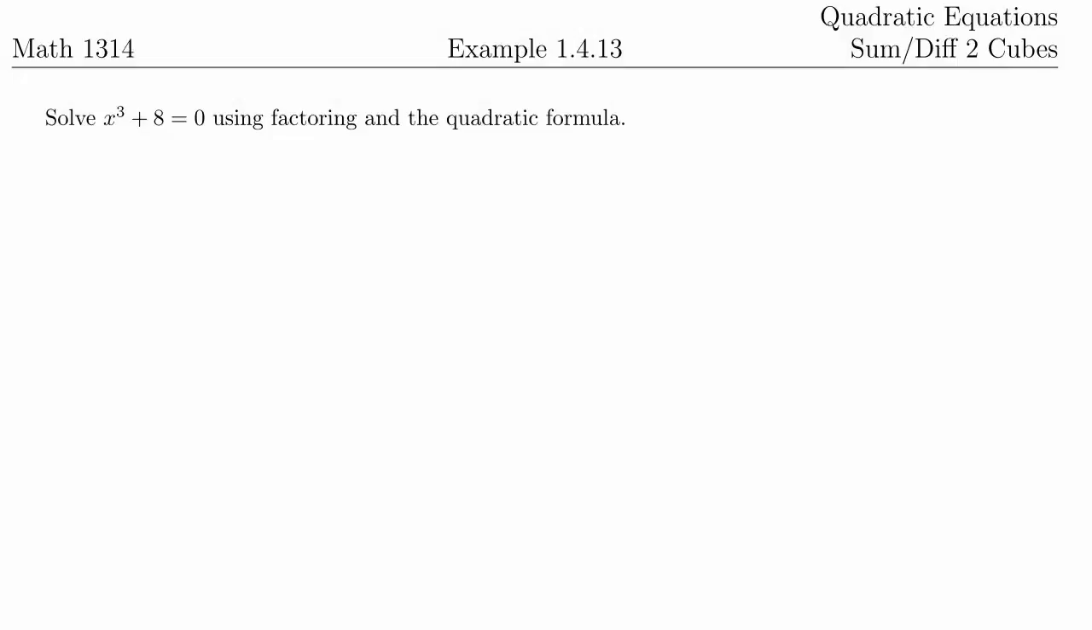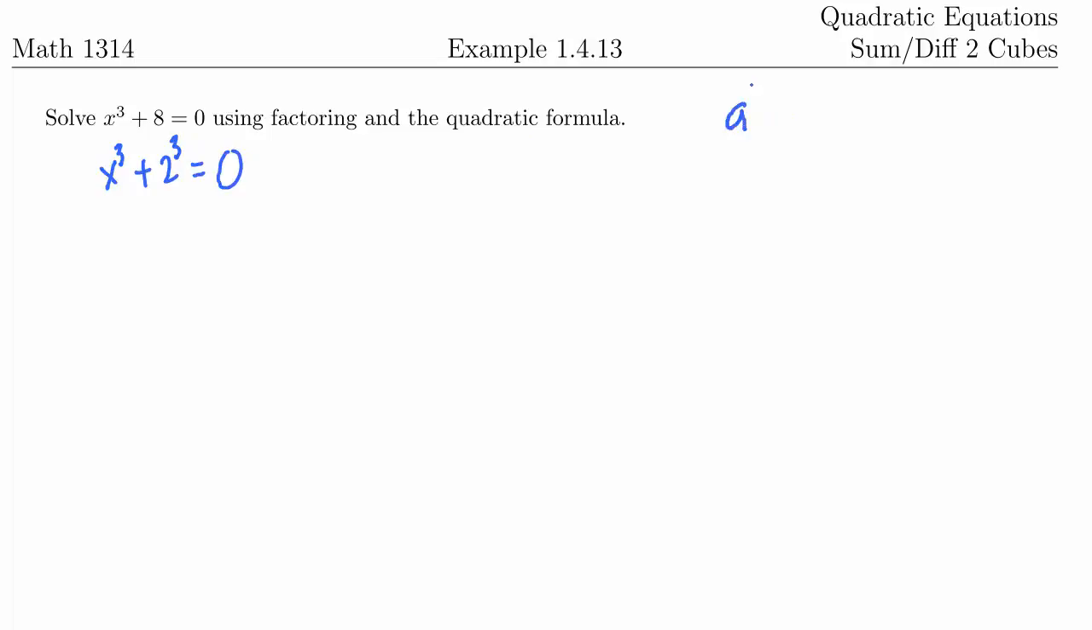Hello. The following example will help you understand how to solve a cubic equation that is in the form of a sum or difference of two cubes. The example is solve x cubed plus 8 equals 0 using factoring and the quadratic formula. X cubed plus 8 is in the form of a sum of two cubes because this is in the form of x cubed plus 2 cubed, and that's equal to 0.